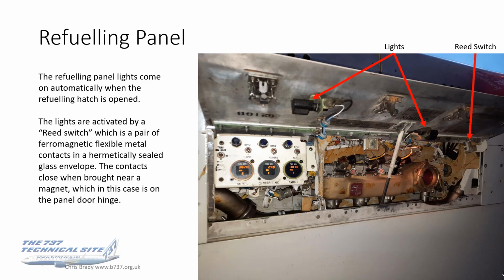Reed switch, for those who don't know, it's a magnetic switch. So it's a pair of ferromagnetic flexible metal contacts in a glass envelope. The contacts close when brought near a magnet, which in this case is on the door panel hinge. So that's just handy for the refueler. As soon as he opens the hatch, the light comes on.